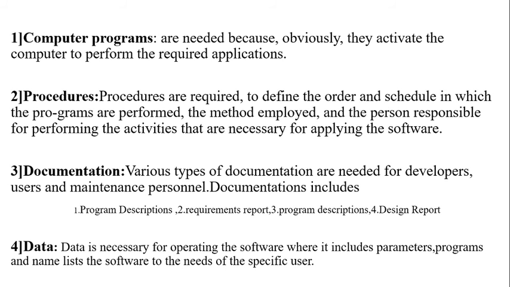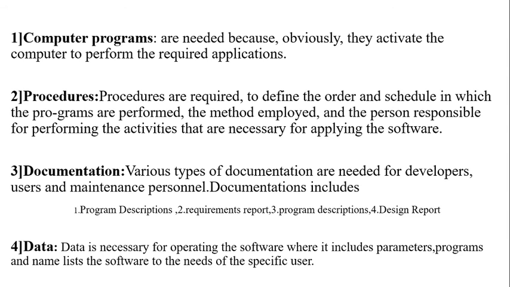The third one is the documentation. Various types of documentation are needed for developers, users, and maintenance personnel. The documentation includes program descriptions, the requirement report, and the design report. And the last one is the data. Data is necessary for operating the software, whether it includes parameters, program names, or lists tailored to the needs of a specific user. These are the main four components of the software.